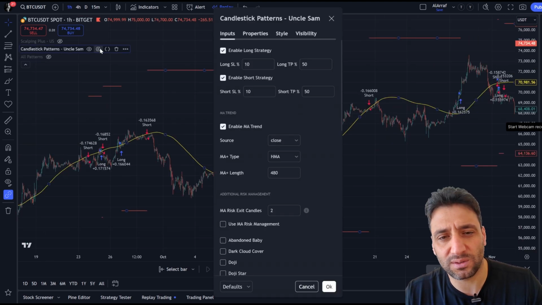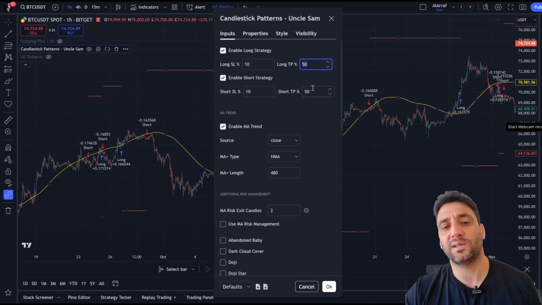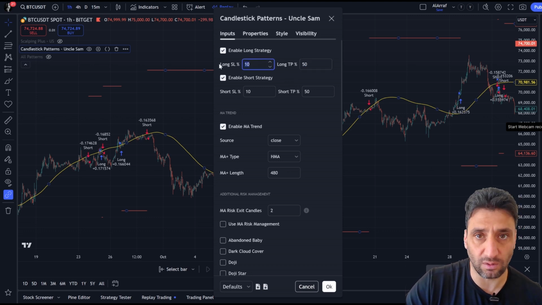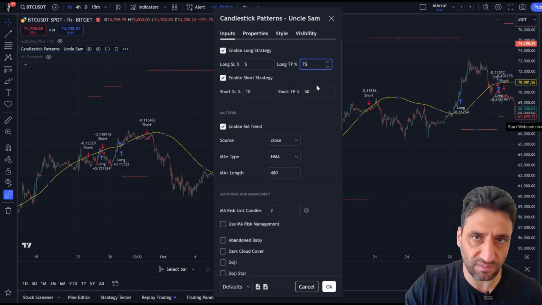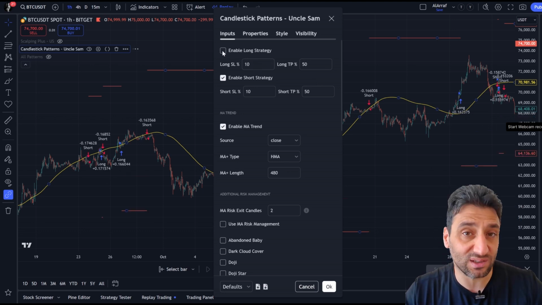Now let's explore the strategy settings. First up, stop loss and take profit. Here you can customize these percentages for both long and short trades. Want a tighter stop loss of 5%? Go for it. Prefer a wider take profit of 75%? No problem. This is exactly where you tailor this strategy to your risk tolerance.